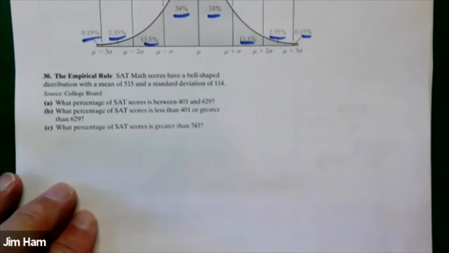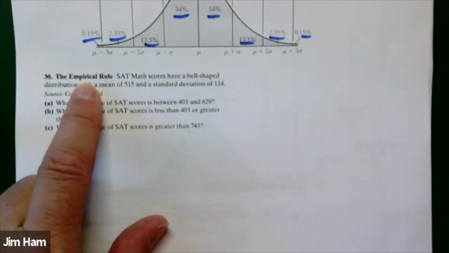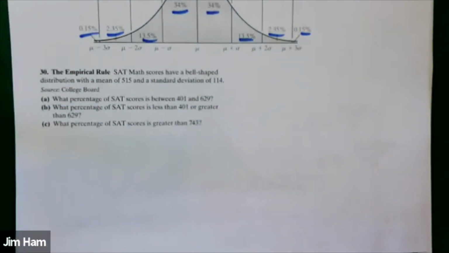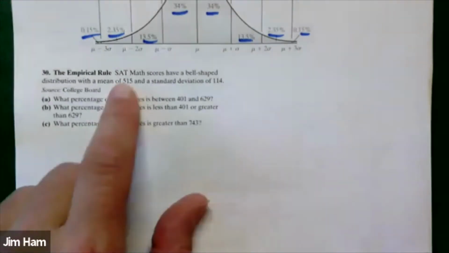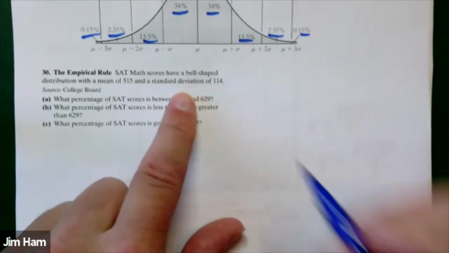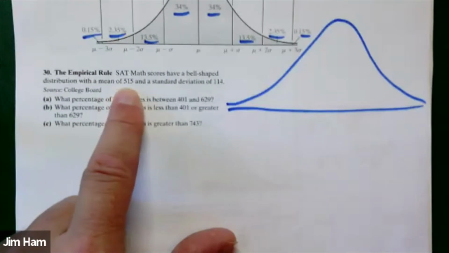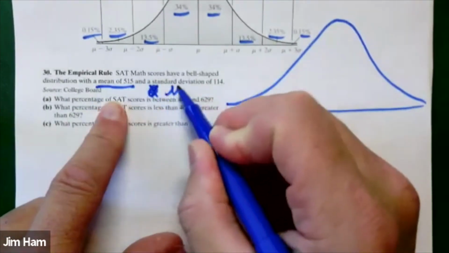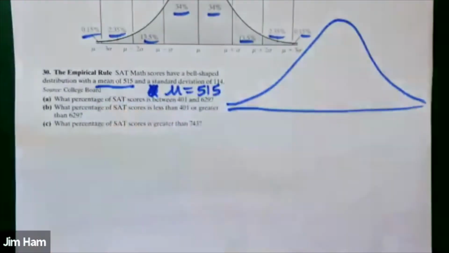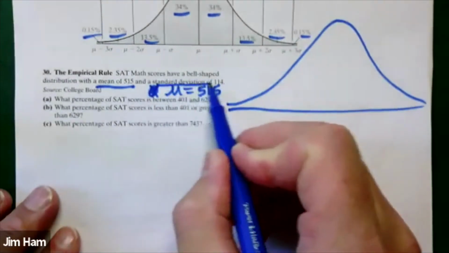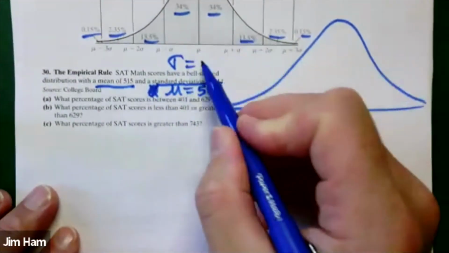All right, here's how they'll ask you a question. So you can see it starts off with the empirical rule. And so the first thing you're going to want to do is to draw the normal curve before you answer the questions. So SAT math scores have a bell-shaped distribution with a mean of 515. And I'm writing the population mean because I think probably they're giving us the results of everyone who took the SAT in a particular year. And then the standard deviation is equal to 114.